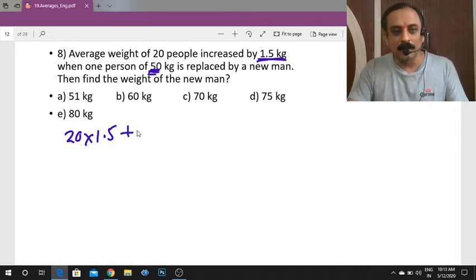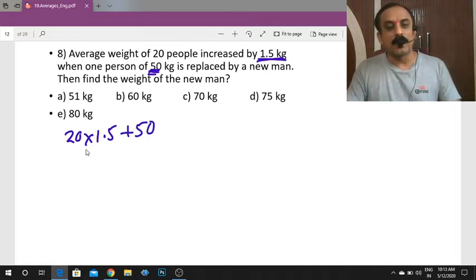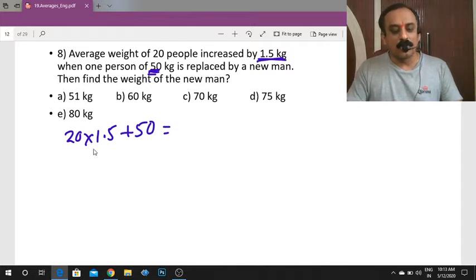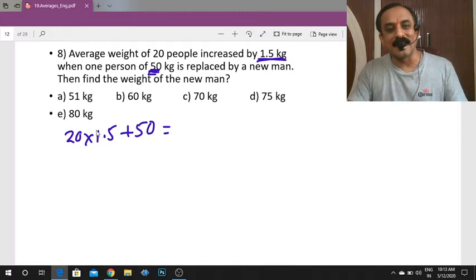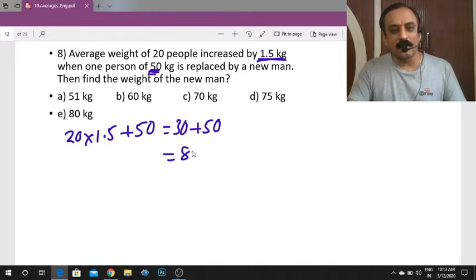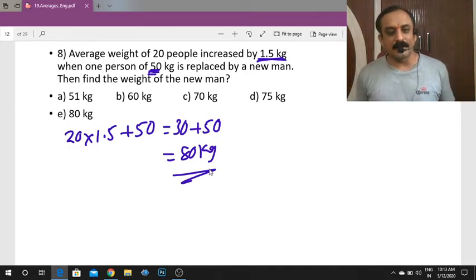20 into 1.5 more than first person's weight. So, it means plus 50. What is 20 into 1.5? 20 into 1 is 20, plus 20 into 0.5 is 10. That is 30. 30 plus 50 is 80. Therefore, the new person weight is 80 kg. Okay.